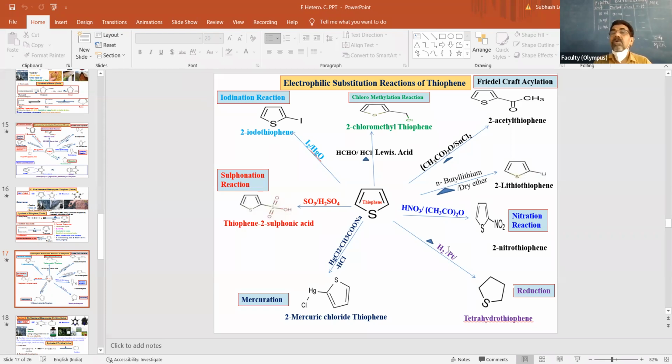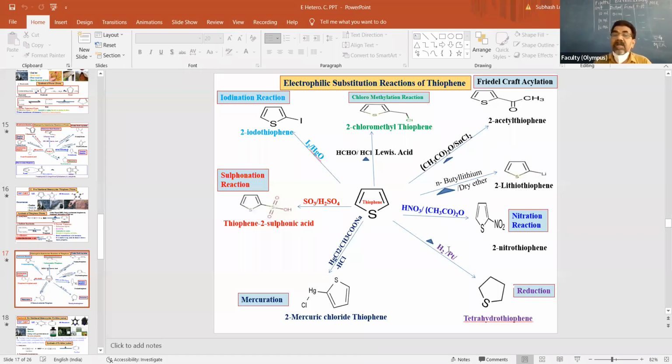Then 2-iodothiophene, means on iodination reaction, thiophene on treatment with iodine in presence of mercury oxide, HgO, mercuric oxide as a catalyst. So you can obtain 2-iodothiophene. Normally, when iodination in pyrrole, we are getting tetra, but there is no catalyst. Here you can use a specific catalyst at controlled condition, mercuric oxide. So you can obtain the 2-iodopyrrole.